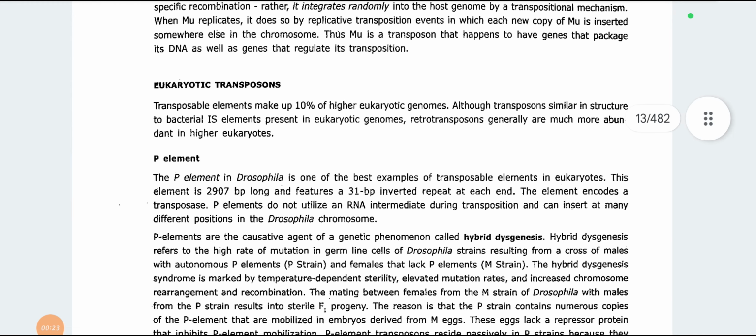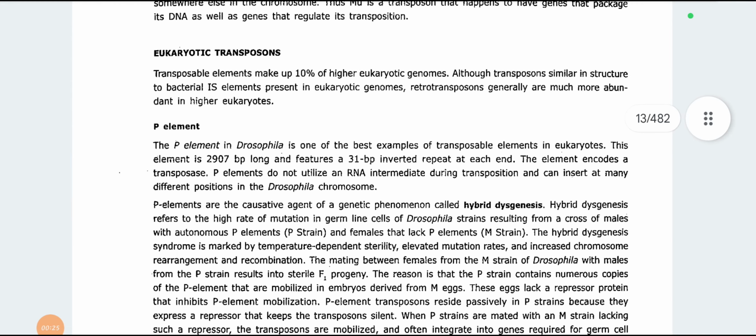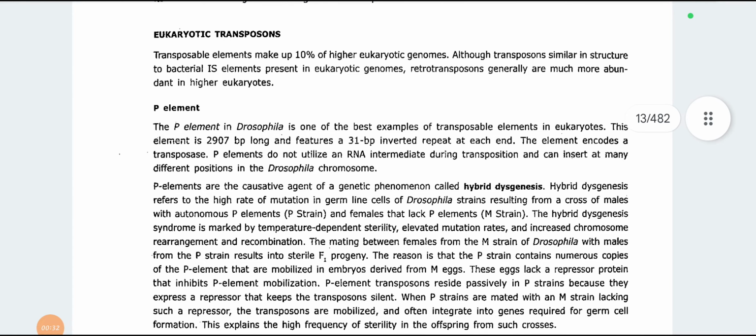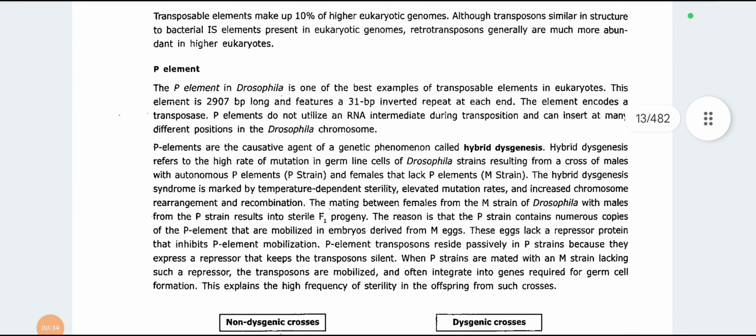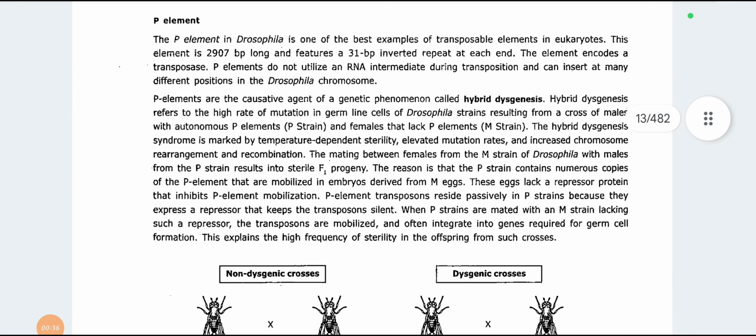Next is eukaryotic transposon. Around 10% of the eukaryotes have retrotransposons, transposons, and generally the most common one is retrotransposon. They are like IS element only.